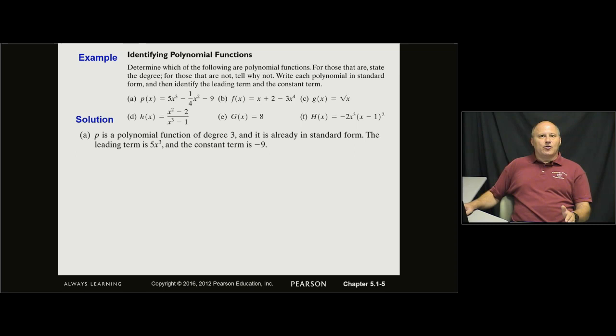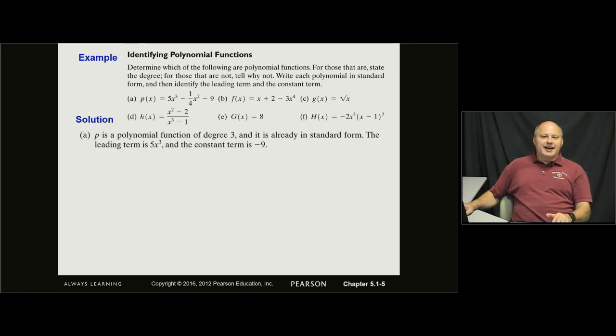So the coefficients are 5, negative 1/4, and technically negative 9. So we're already in standard form. The leading term is 5x to the third, and the constant term is negative 9, very easily. And something they do not ask here, well, what's the degree of the polynomial? Oh, it did say. The degree of the polynomial is 3. The leading term is 5x to the third, and the constant term is negative 9.